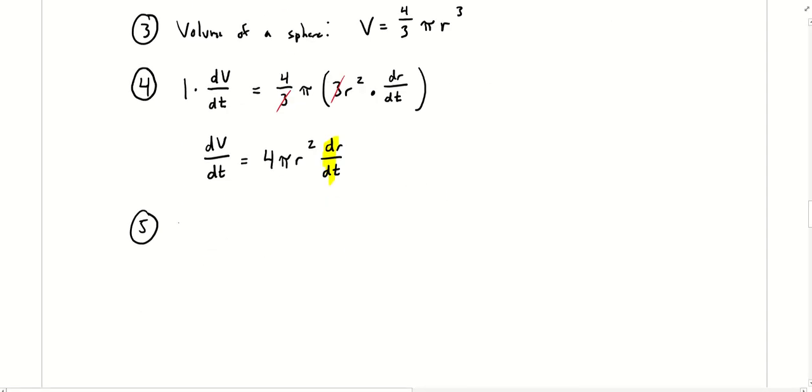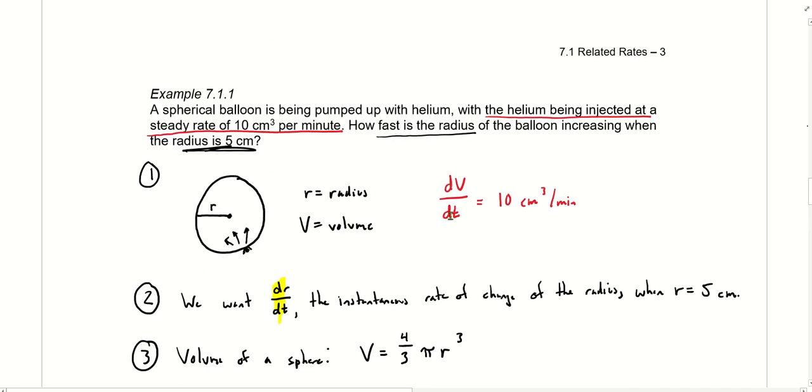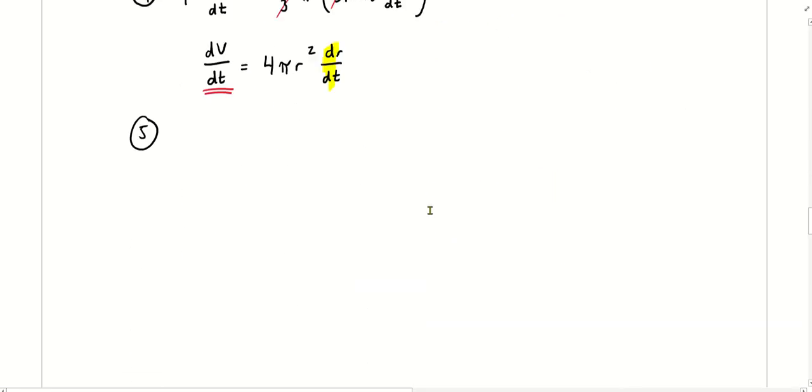Now, in step 5, what I always recommend doing, which you usually can, is replace any sort of variable or quantity with the actual quantity it's supposed to be based on the problem. So we have dV/dt, we have r squared. What's dV/dt? Well, if I go back up here, I noted that the rate of change of the volume is 10 centimeters cubed per minute. So I can replace that dV/dt with 10.